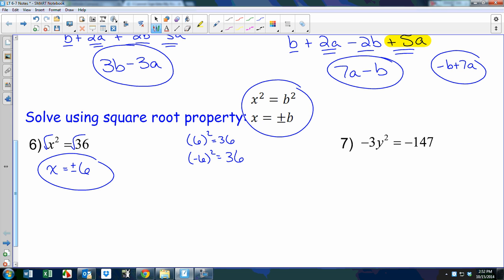In number 7, before you can solve for y, before you can take that square root, you have to divide by negative 3. Isolate that y squared. So when you do, you get 40, let's see, I think you get 49.